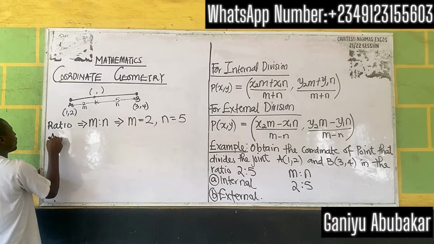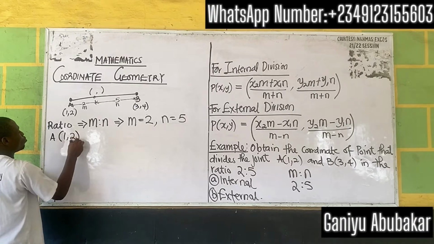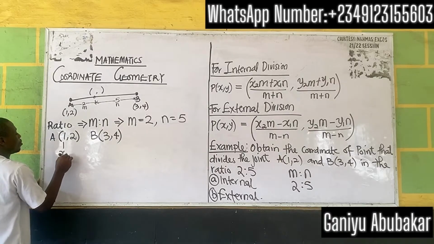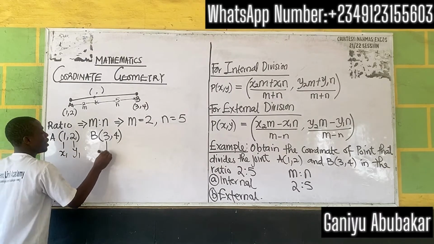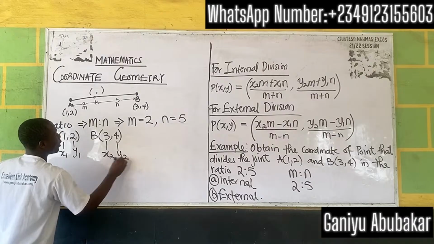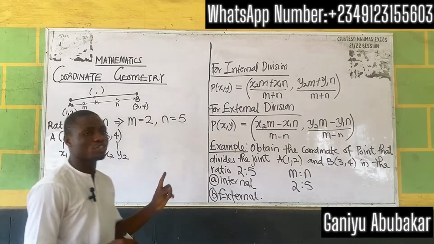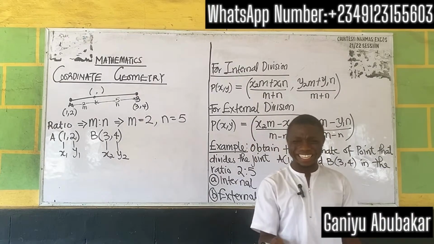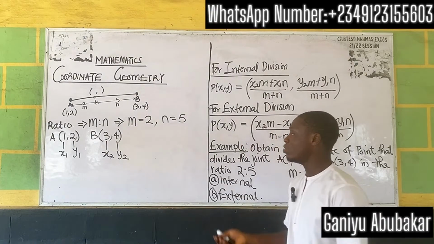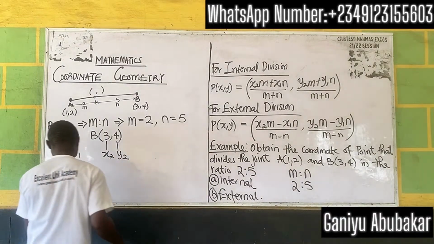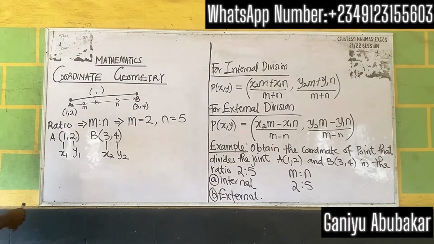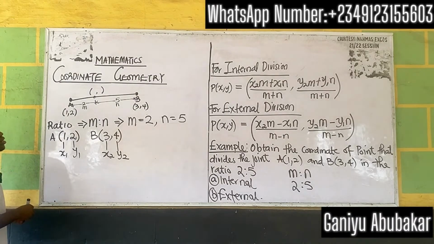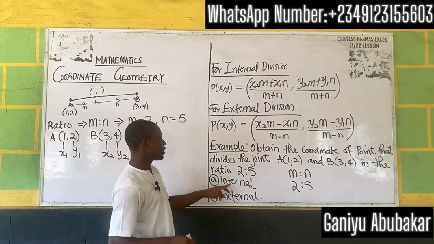Also, we are given coordinate A as 1, 2 and B as 3, 4. Get the value of x1, y1, and then x2, and then y2. So your first task when it comes to this concept is to identify the ratio letters. Which one is m? Which one is n? When you are done with that, get the value of x1, y1, x2, y2. At this junction, I apply a formula. We have to look for internal and external.